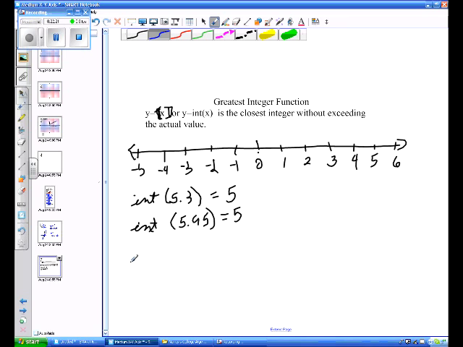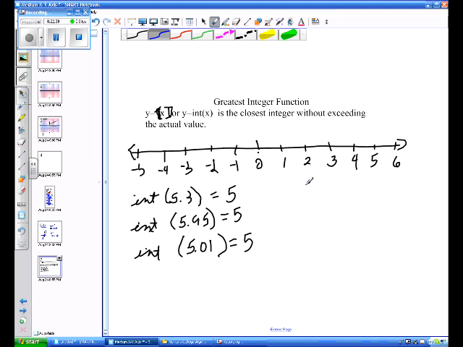If we wanted integer 5.01, well, again, that would still be 5. We want the closest integer without going over. Now, let's look at some negative ones.